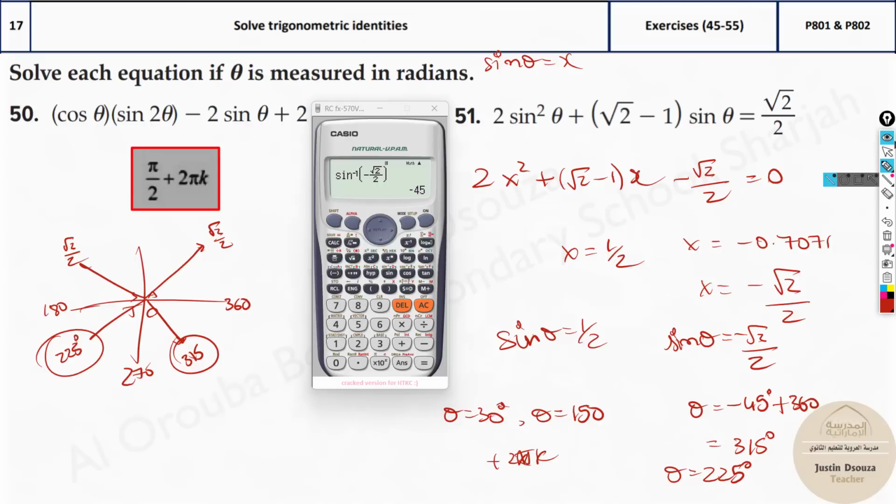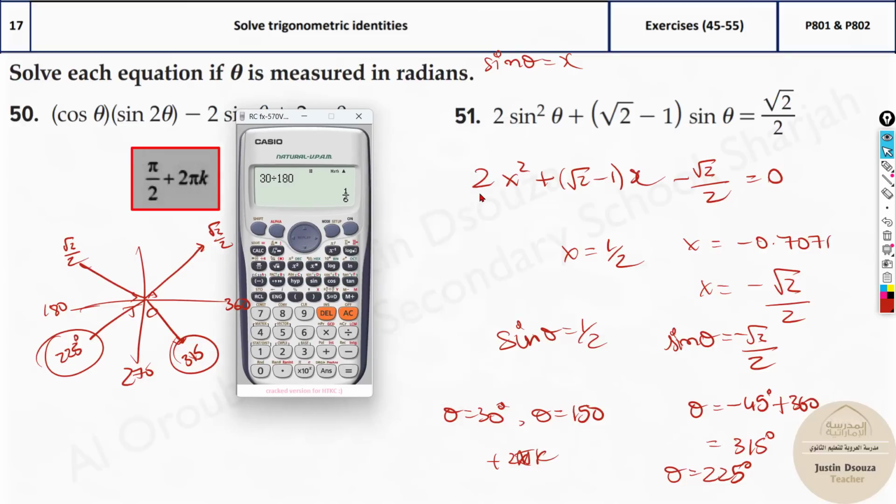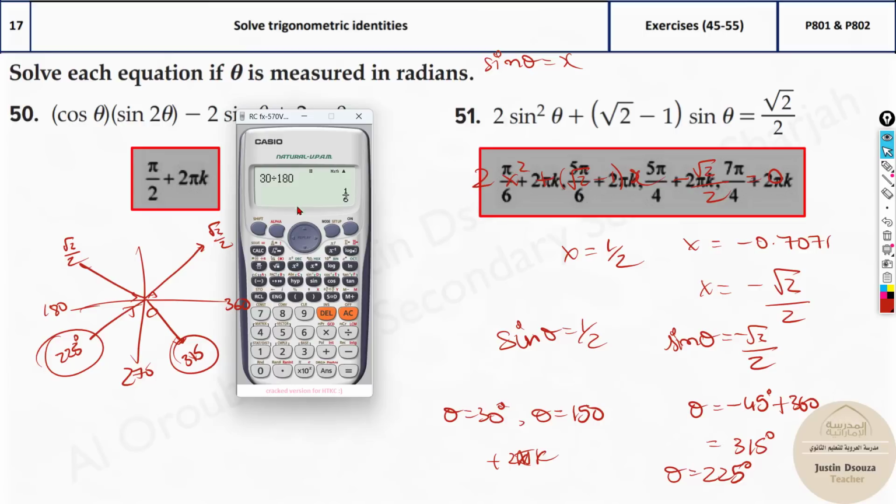Now we need to convert this to radians. How do we do that? Take any angle, just divide by 180, and in terms of pi we need to write 1 by 6 pi. So that will be the answers over here. You can see pi by 6 is the same as that. 150 is basically 5 pi by 6. I can show you it is just 150 divided by 180, and that is the answer. That is 5 by 6.